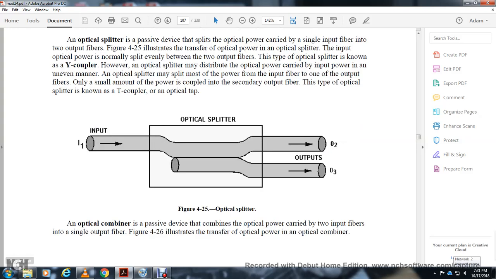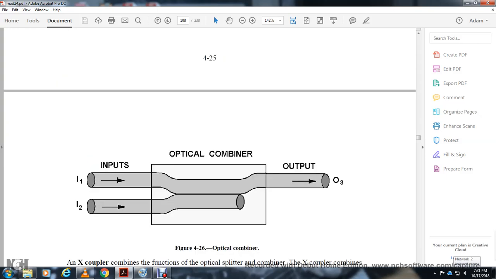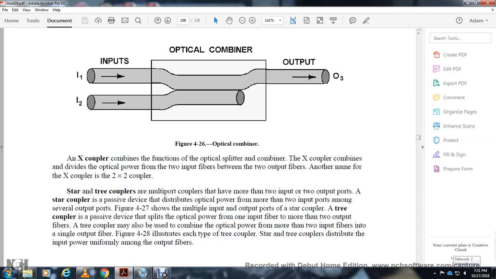The optical combiner is a passive device that combines the optical power carried from two input fibers into a single output. Figure 4.26 illustrates the optical combiner: the two inputs, optical combiner, output. The X coupler combines the function of the optical splitter and the optical combiner. It divides the optical power from the two input fibers between the two output fibers. The X coupler is a 2 times 2 coupler. Star coupler: a multi-port coupler with more than 2 input and 2 output ports.